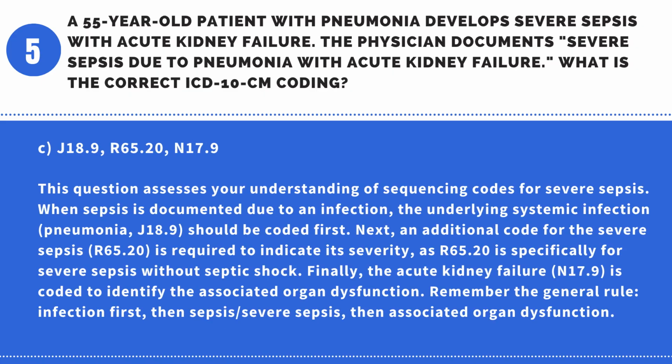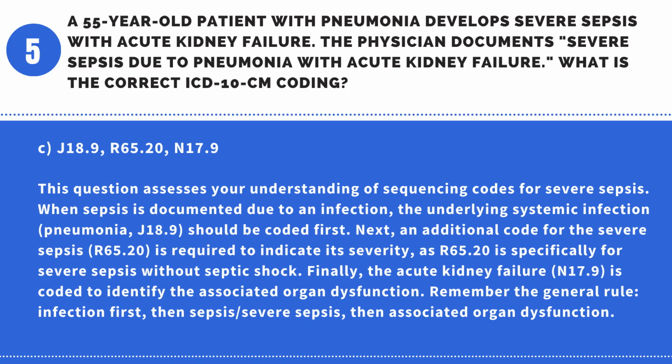Answer C. J18.9, R65.20 and N17.9. This question assesses your understanding of sequencing codes for severe sepsis. When sepsis is documented due to an infection, the underlying systemic infection, pneumonia, J18.9, should be coded first. Next, an additional code for the severe sepsis, R65.20, is required to indicate its severity, as R65.20 is specifically for severe sepsis without septic shock.